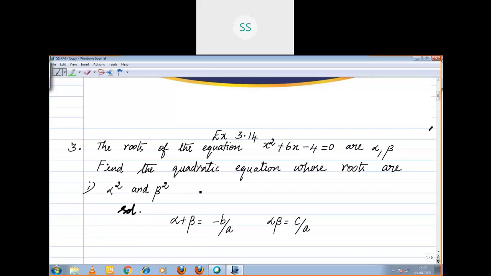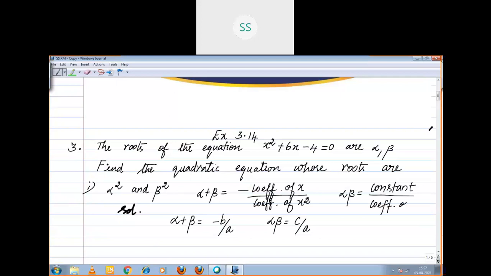Alpha plus beta equal to minus coefficient of x divided by coefficient of x square. Already I have discussed with you, right? Alpha beta equal to constant divided by coefficient of x square. Right, children? Now that should be replaced by b by a, c by a.